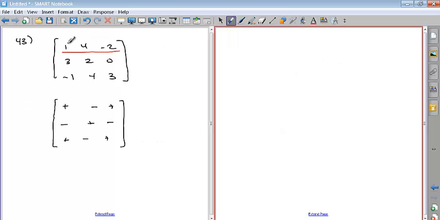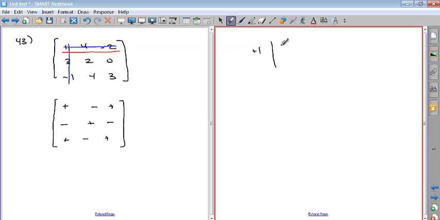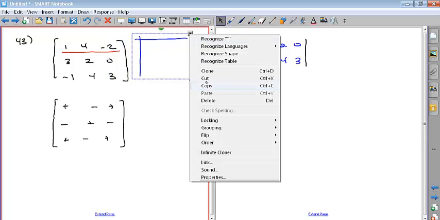So you take the first number, 1, which is in a plus location, so it's plus 1. And then you multiply it by the determinant of the cofactor. What you do is you mark through this row and this column, and you're left with this 2 by 2. So you'd have 2, 0, 4, 3.